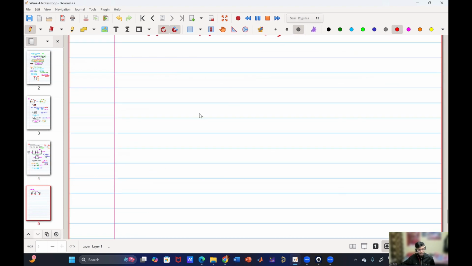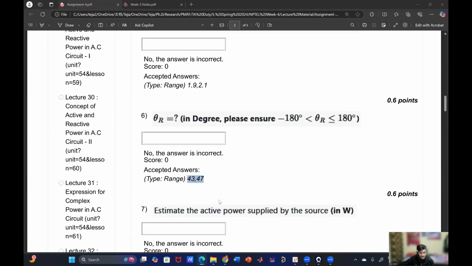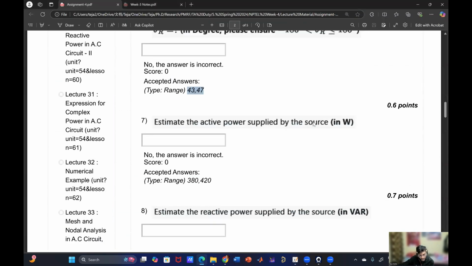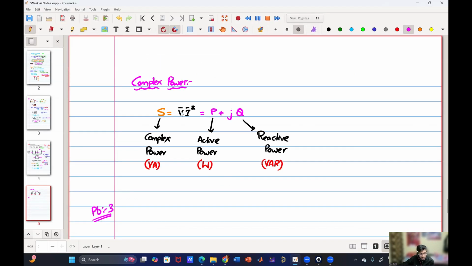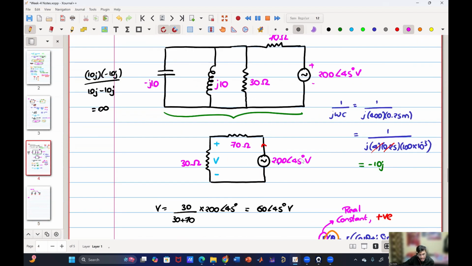So problem three will be based on the complex power. In problem three, what they have asked in the question is what is the active power supplied by the source? What is the reactive power supplied by the source? So let us first calculate the complex power. For complex power, I need V phasor as well as I phasor, right? V phasor is already given.